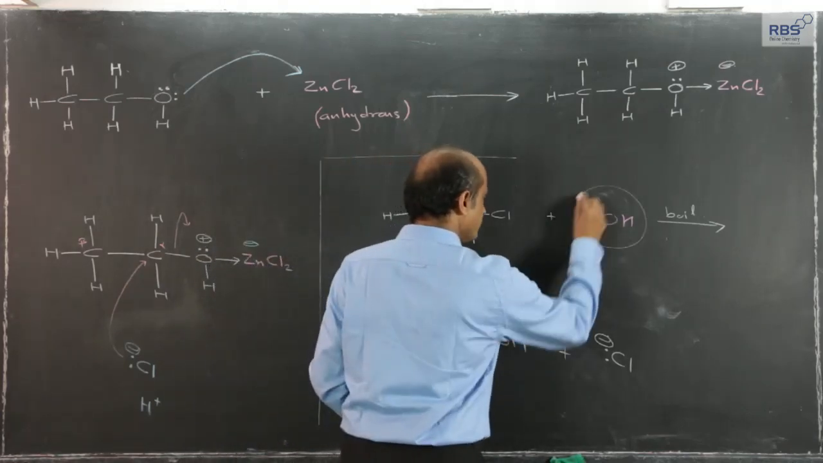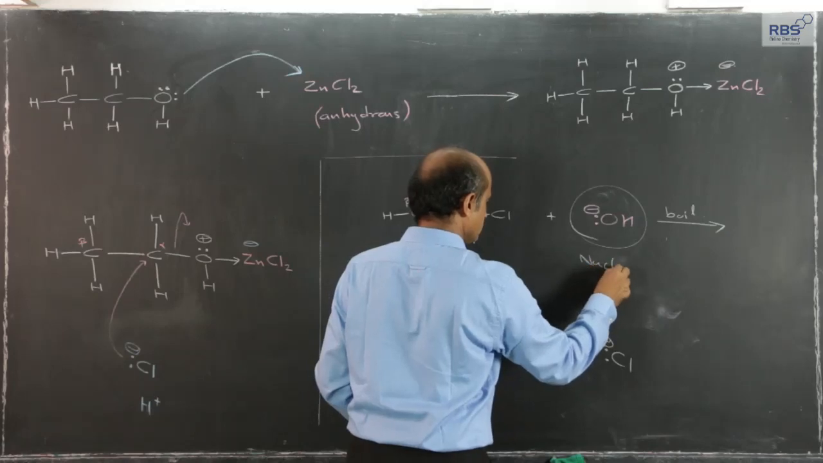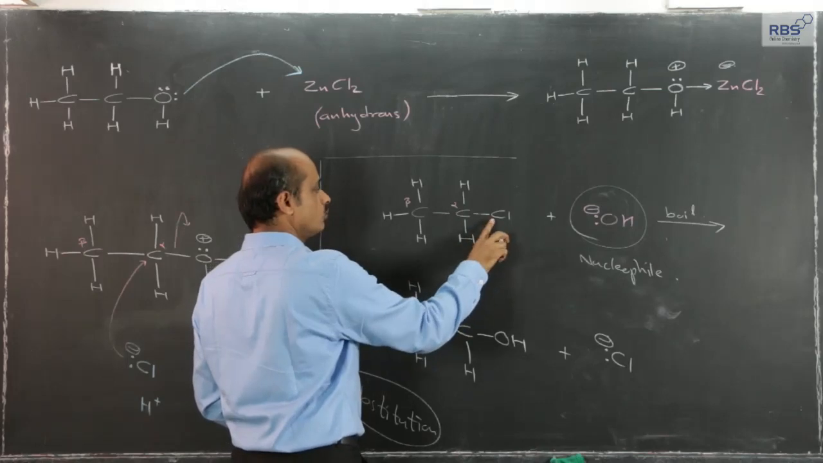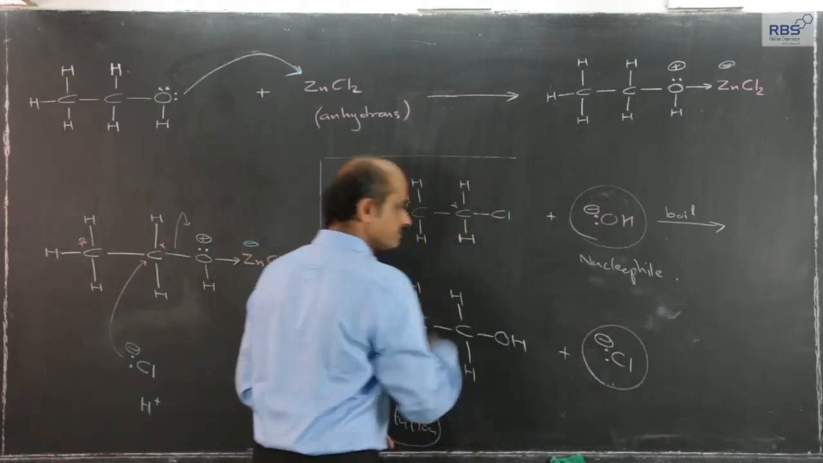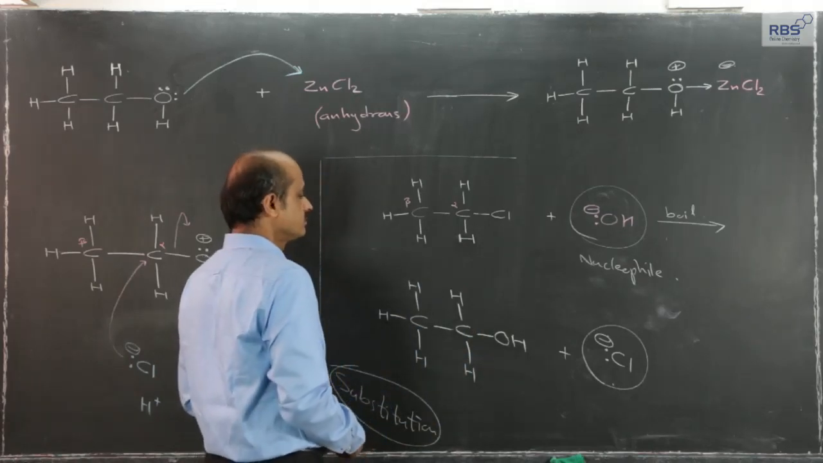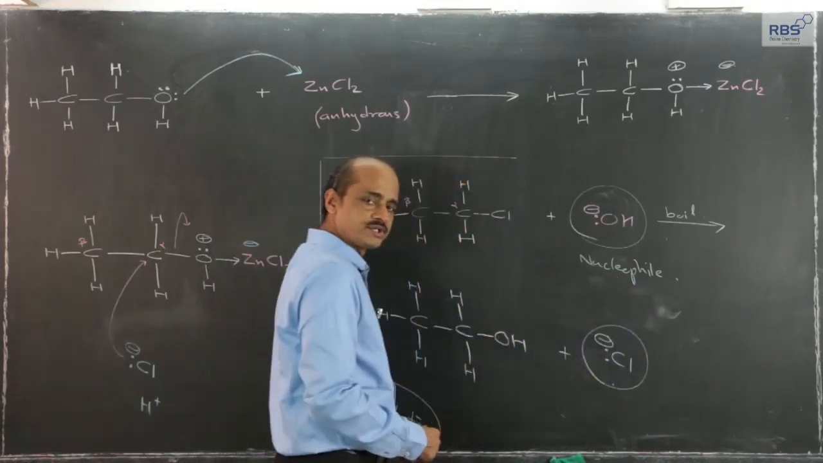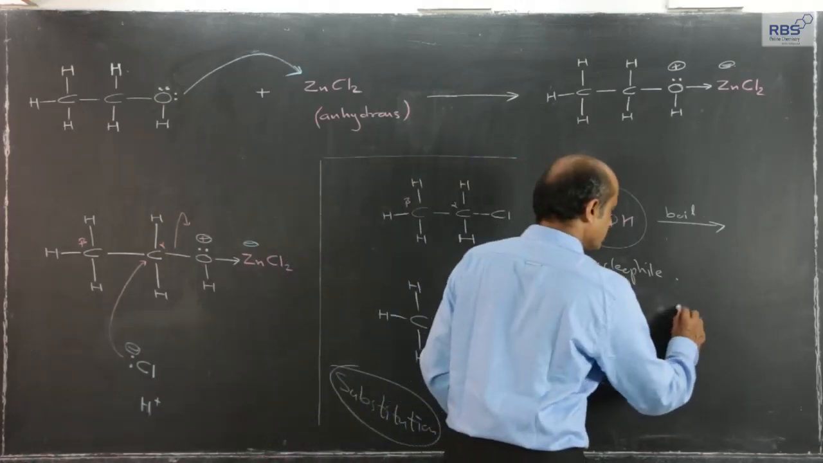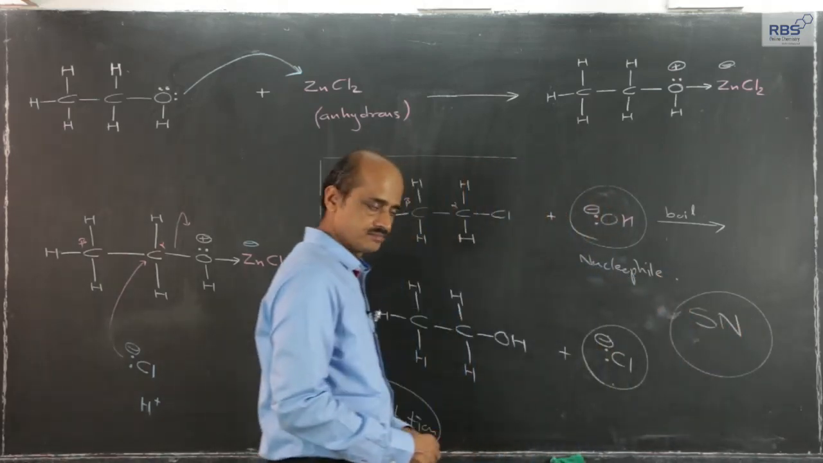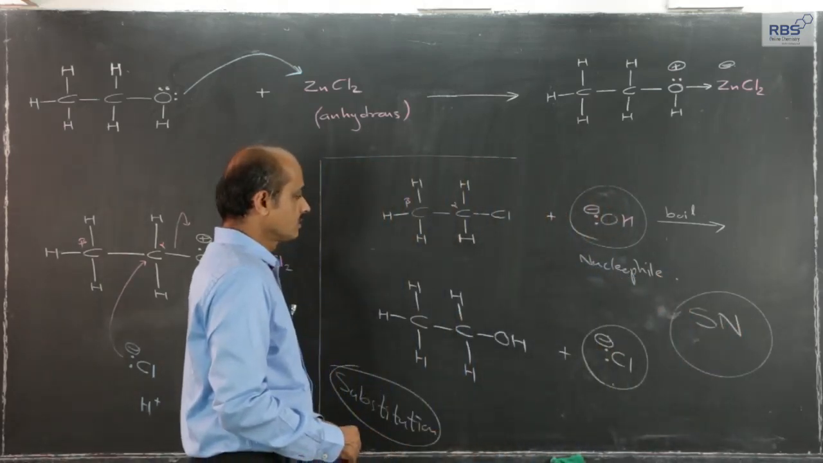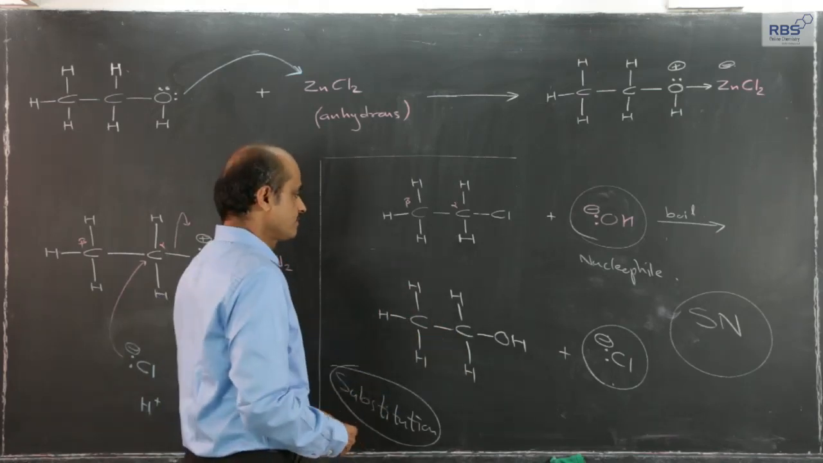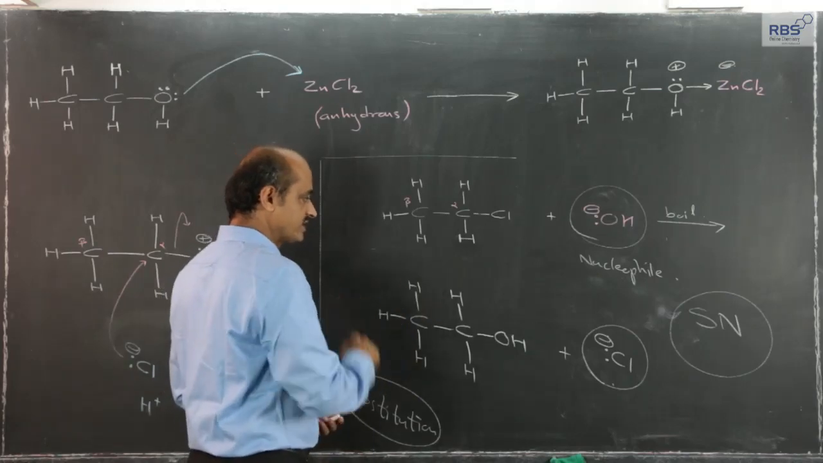But this is a nucleophile. This attacks the carbon and chlorine goes out in the form of a nucleophile. So, this is an example of a nucleophilic substitution reaction, which we generally represent by capital SN reaction. In SN reactions there is again SN1 and SN2, which we will consider. So, this is an example of an SN reaction.